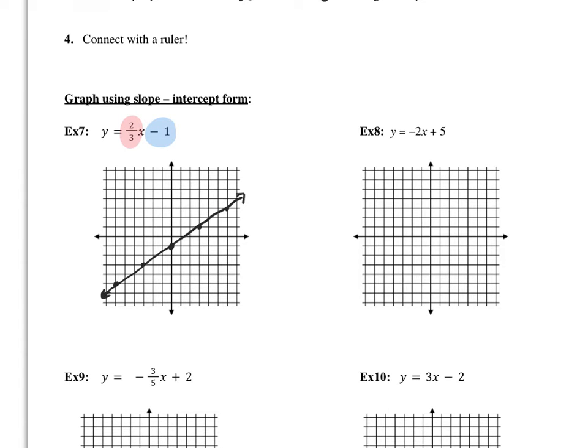Let's look at example 8. So on example 8, again, y is already isolated, so I'm ready to graph using the slope, which is -2, and my y-intercept, which is 5. So I'm going to start by going to 5 on the y-axis, because that's my y-intercept.